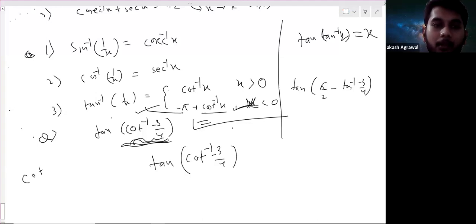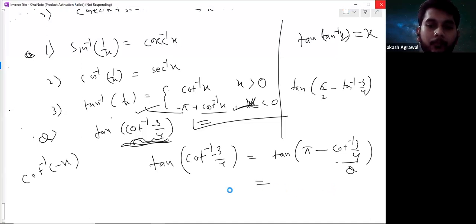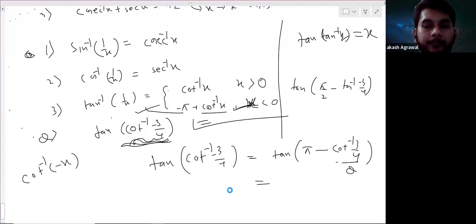First, let's use this formula. Cot inverse minus x. What is the formula? Pi minus cot inverse x. Right. So can I write this as pi minus cot inverse 3 by 4? Yes or no? So now what happens? Tan of pi minus theta. What is tan pi minus theta? Minus tan theta. Very good.